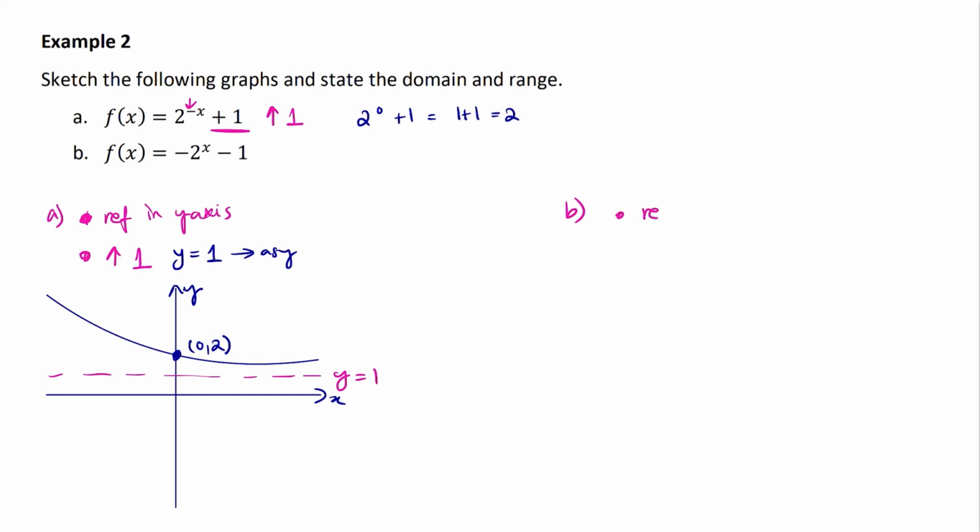This time we can see that we've got a reflection in the x-axis, so that's that negative on the outside, and secondly, our whole graph has shifted down by 1. Again, what that's going to do is affect my asymptote. Now my asymptote is going to be at y is equal to negative 1. So once again, I'm going to draw up my axes.